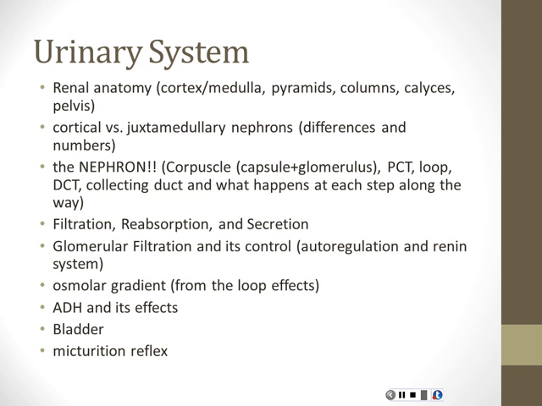Then we get into the tubules. So we have proximal convoluted tubule here, PCT. That's the site of most reabsorption. So what comes out into this capsule includes all kinds of stuff the body wants to keep. Water, salt, sugar of particular importance. Most of the water, salt, and sugar is reabsorbed here in the proximal convoluted tubule, right?